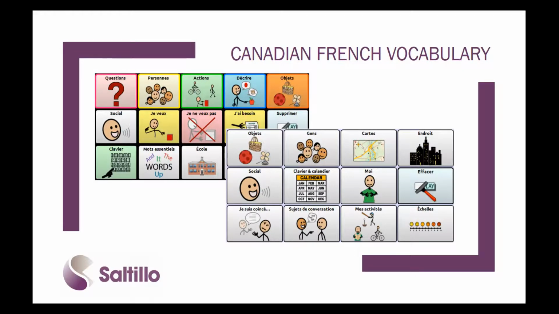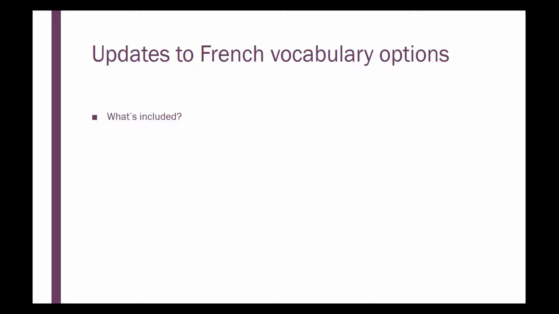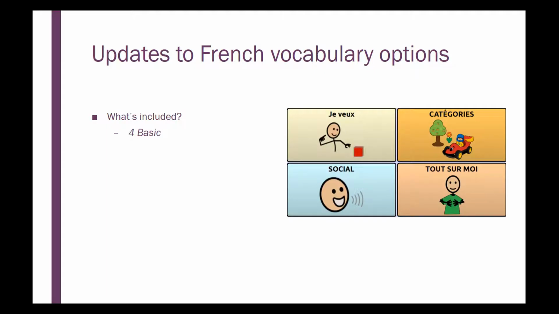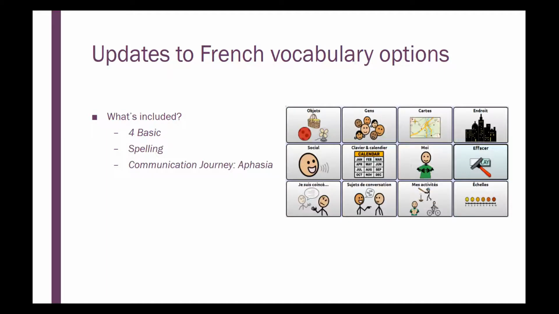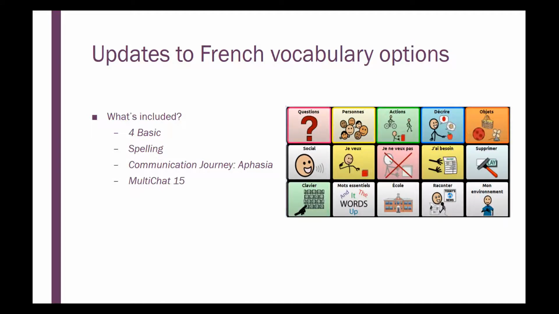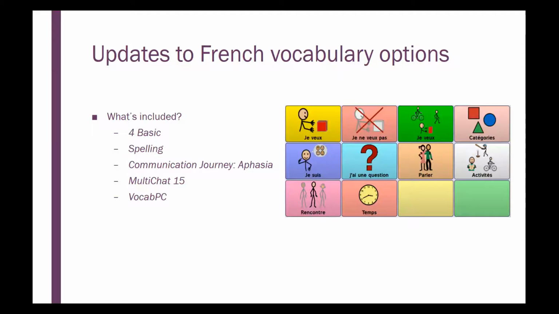We have added to the Canadian French vocabulary options with version 2.9 software. Files included in the French option library will be the For Basic, Spelling, Communication Journey Aphasia, which is new, Multichat 15, and Vocab PC.